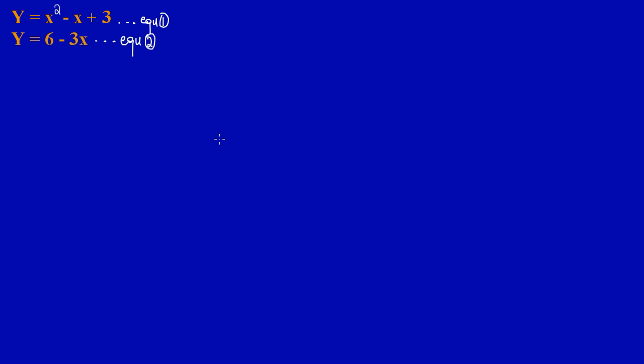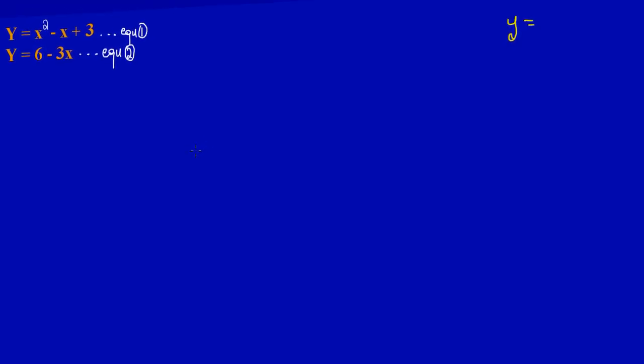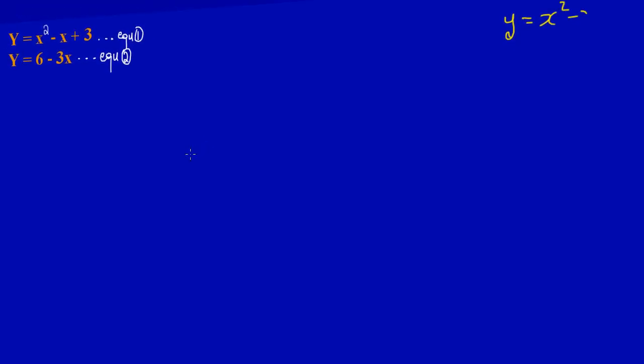Now, just a quick intuition, or the concept behind this kind of question: if you look carefully, you would have noticed that in equation 1 I have y is equal to x squared minus x plus 3, and in equation 2 I have y is equal to 6 minus 3x. If you remember the general concept of an equation, what is on the left hand side must be equal to what's on the right hand side.